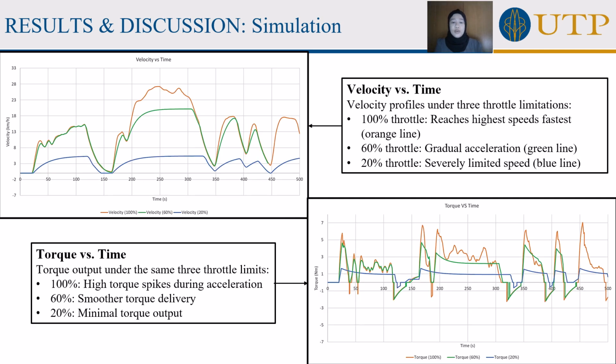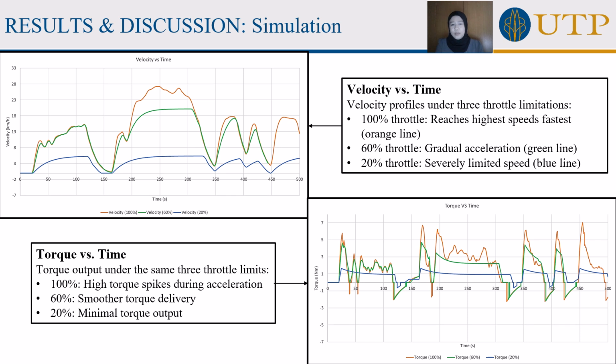Now, let's see how these throttle limits affect actual velocity. Here we can see the real-world impact of throttle limiting. Full throttle 100% achieves rapid acceleration, while 20% mode sacrifices speed for efficiency.